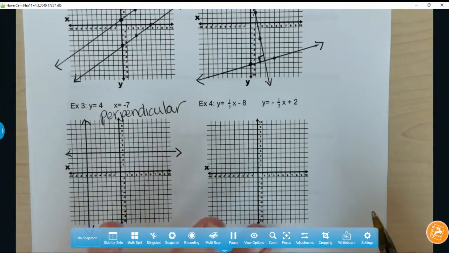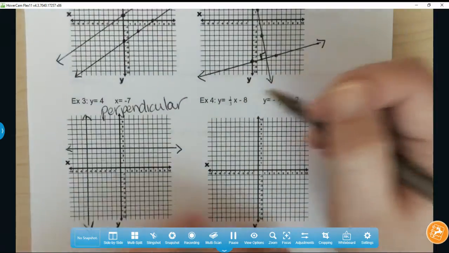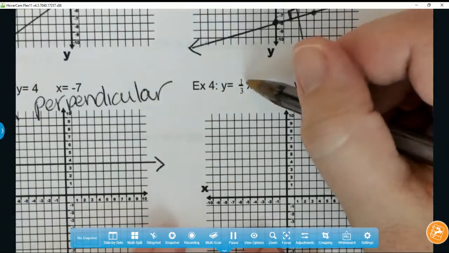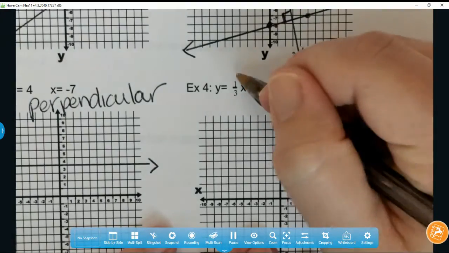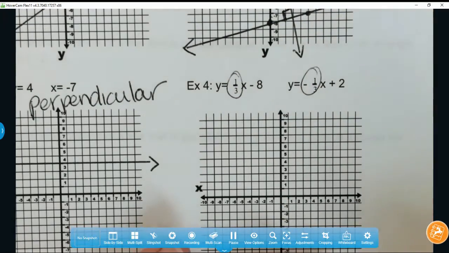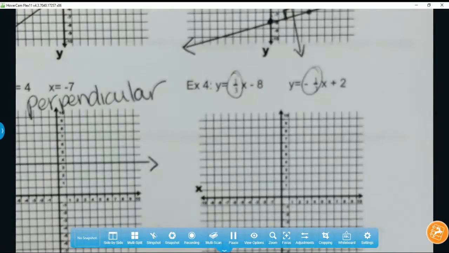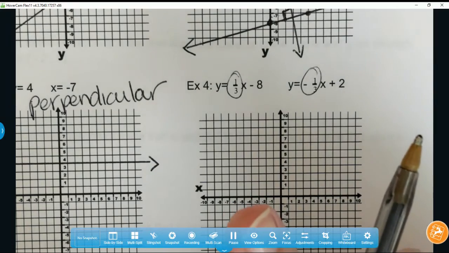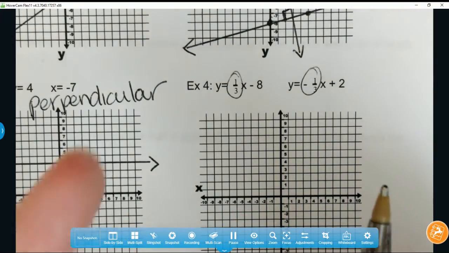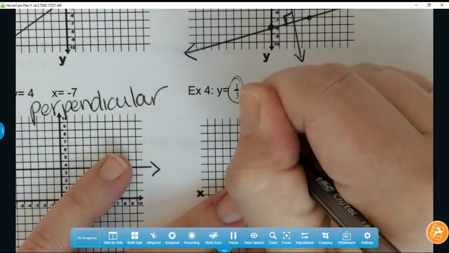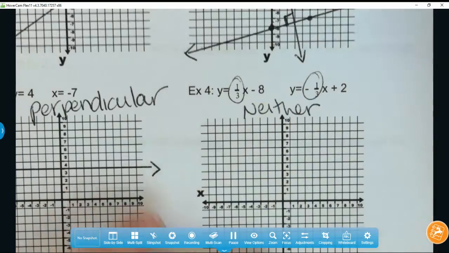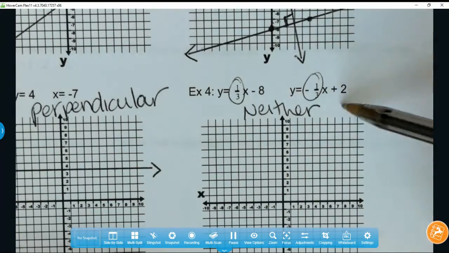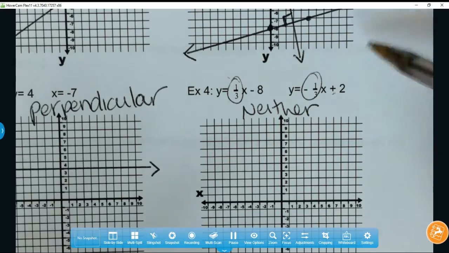Now this last one, I'm not going to graph it out, but I do just want to talk about it. If you notice, this slope is 1/3. This one is -1/3. So even though it changes signs, it's going to be neither because it's not the same slope. And it's also not the opposite reciprocal. It's just the opposite. So this would be neither because they aren't the same slope and it's not opposite reciprocal.